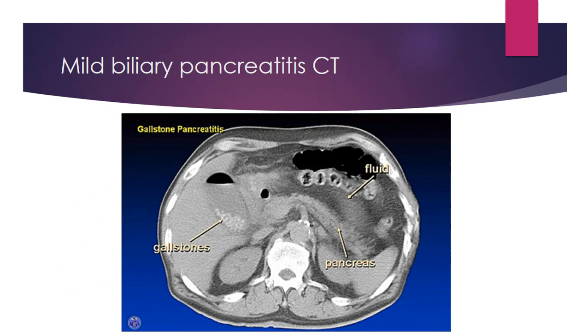On this picture, you might see a mild biliary pancreatitis CT scan, where you can see a bit enlarged edematous pancreas and gallstones in the gallbladder. That definitely tells us about the nature, about the etiology of this pancreatitis.